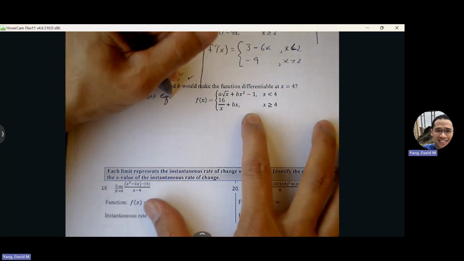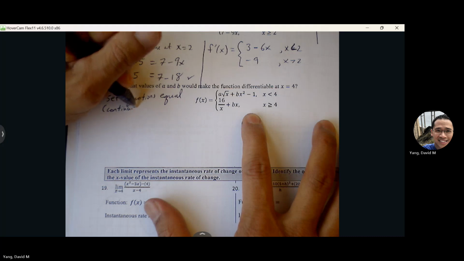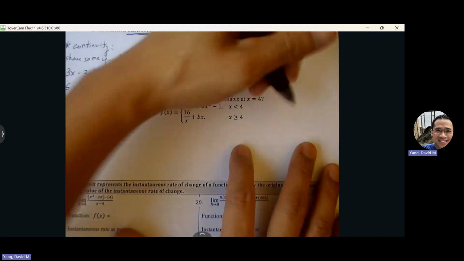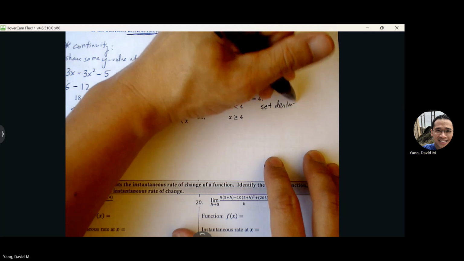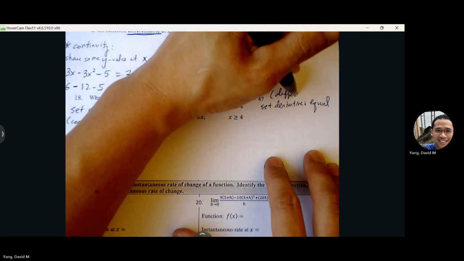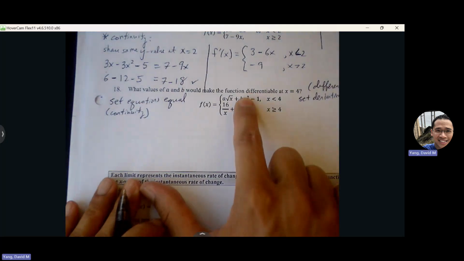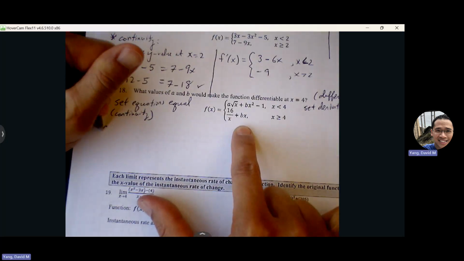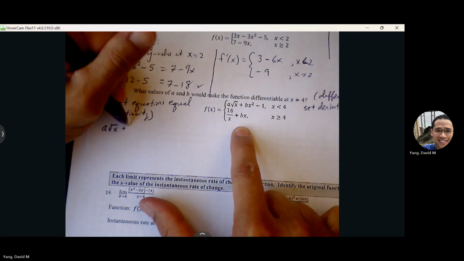We're going to set the equations equal for the continuity component of this problem. And then separately, we're going to set their derivatives equal to each other. And that's going to be the differentiable component here. So equations equal, no calculus here. We're just setting them equal and plugging 4 in for x.